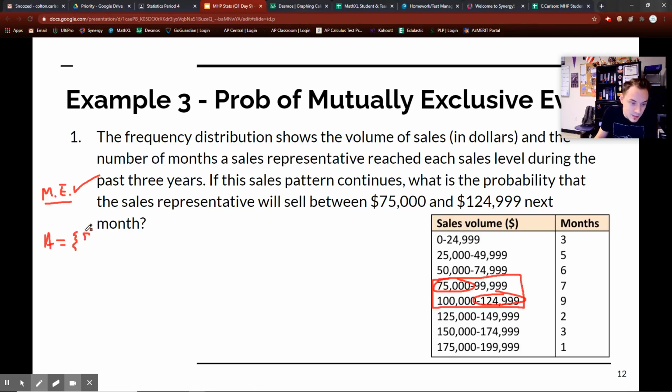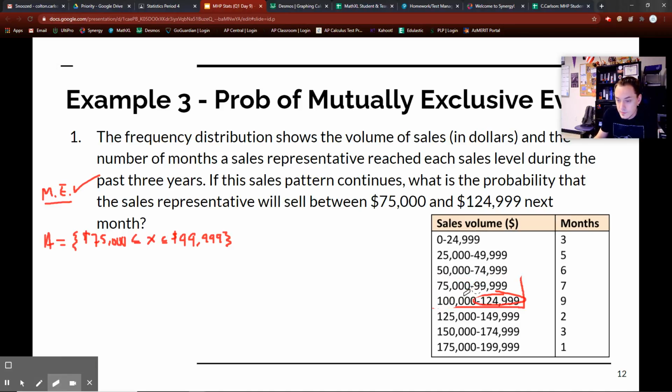My first event, I'm going to label this Event A. It is going to be that 75,000. And we're going to have our X, our probability X, be between 75,000 and 99,999. So it's really just this part right here. Okay?